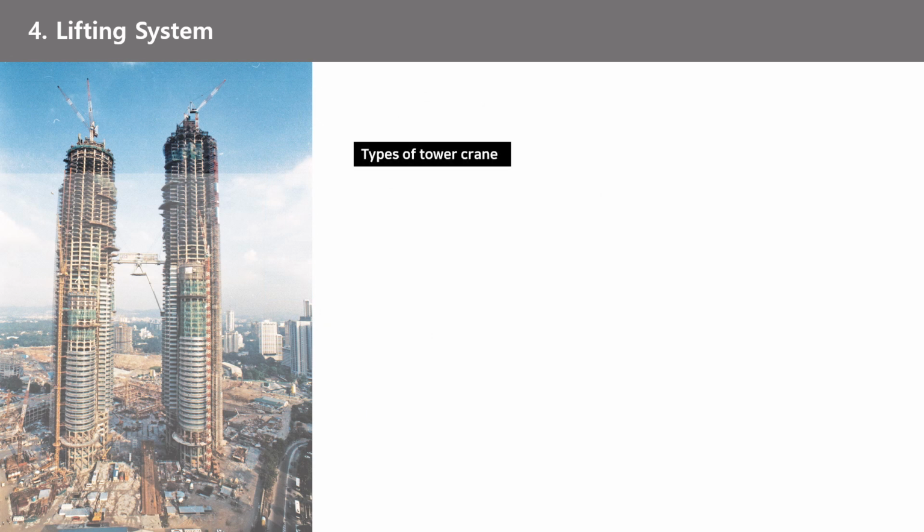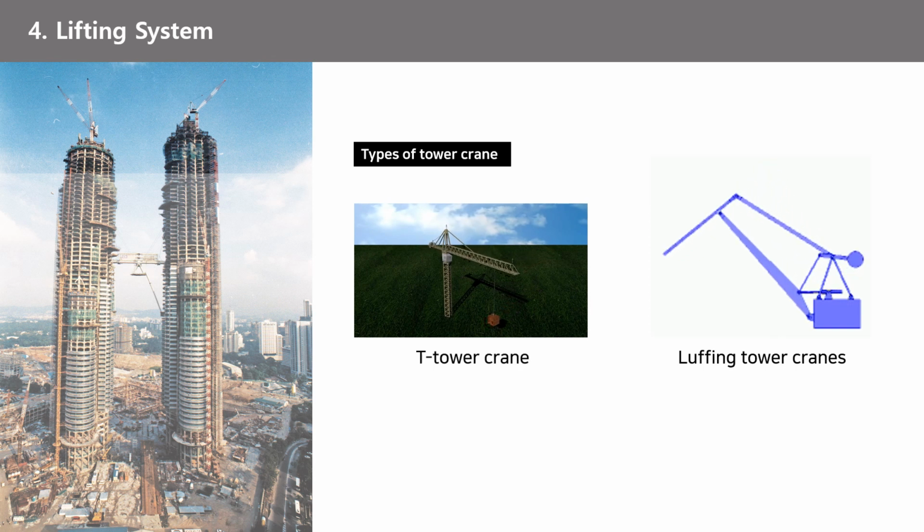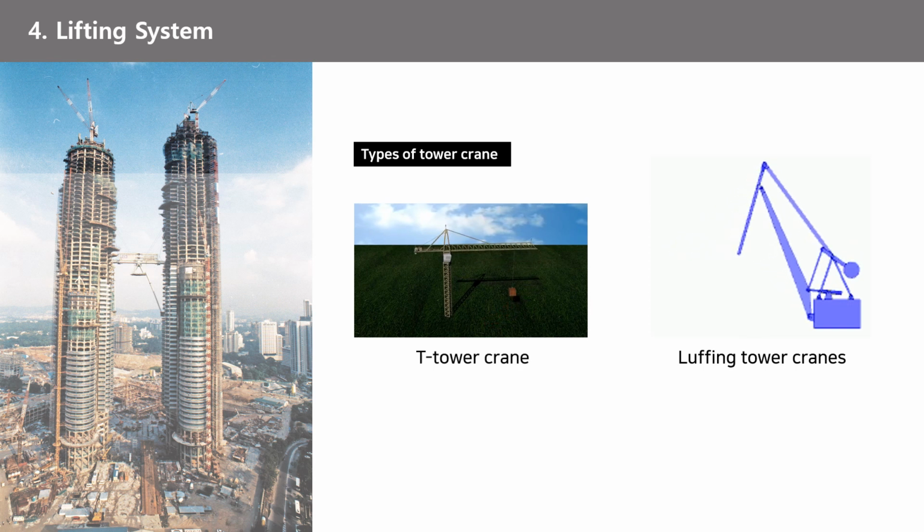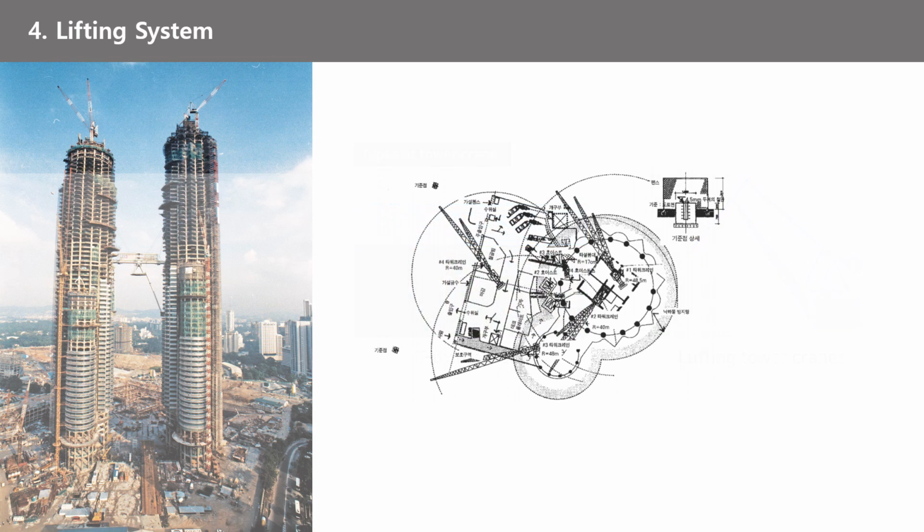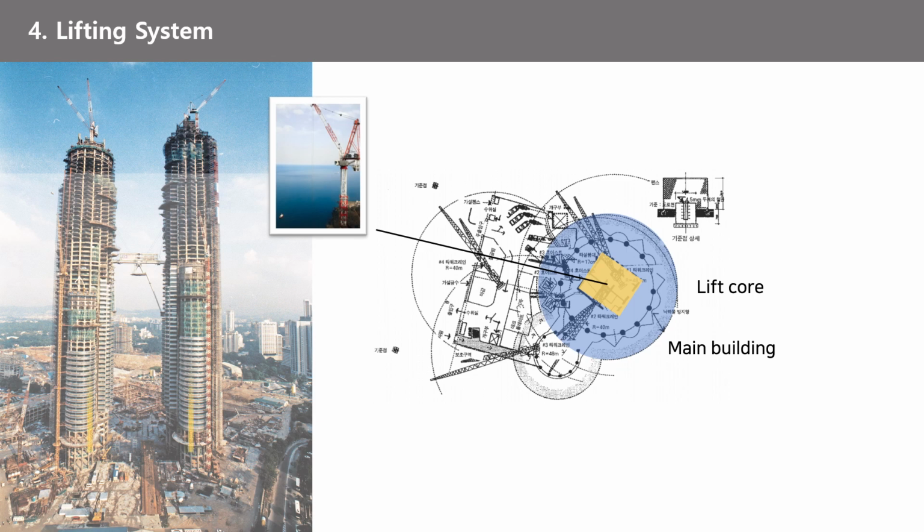Petronas Tower has a lifting system of 2 luffing tower cranes of 32-ton capacity and 4 other lifting cranes. As you can see, the luffing tower crane is movable in horizontal and vertical ways, and the T-tower crane is movable only in a horizontal way. Due to narrow workspace in downtown, the luffing tower crane was adopted. This luffing tower crane is placed in each tower's lift core. The crane itself also climbs as the building goes up.